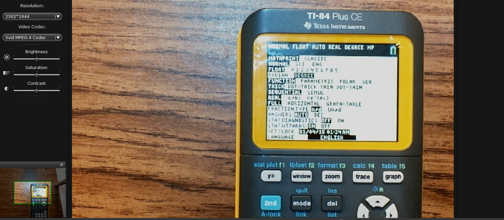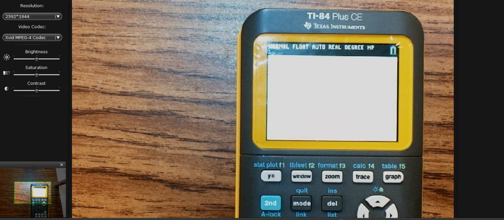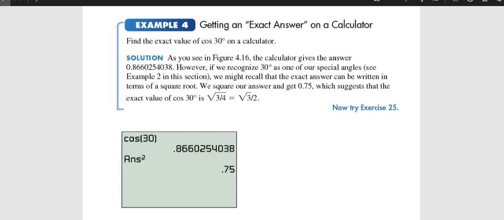Does it matter if I'm in like A plus BI? No, no. You just need to make sure you're in degree mode for that, between degree and radian. Okay. Type on your calculator cosine 30, and hit enter. Cosine 30, hit enter. Does it look like that? 0.866. Okay. All right. To me, this is a hilarious example.